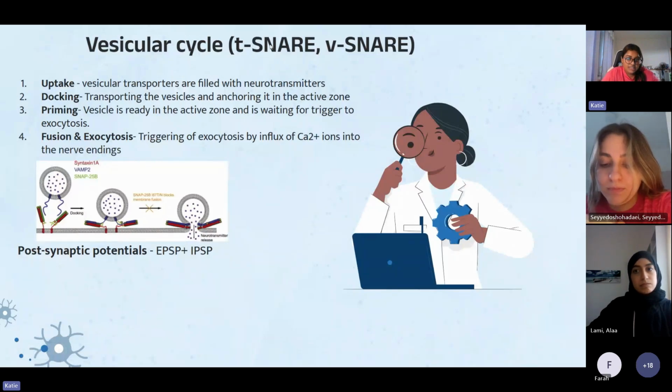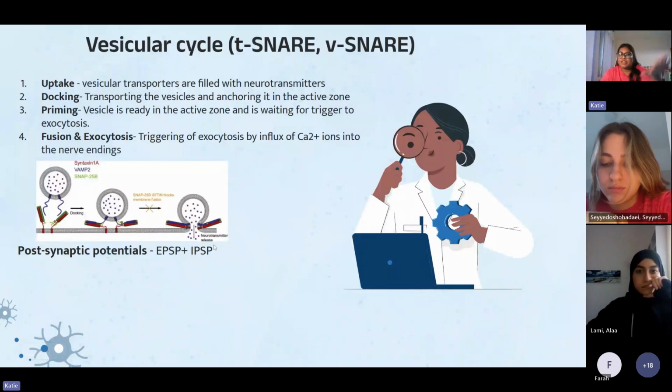T-SNARE is the target SNARE, so that means it's on the membrane, the presynaptic membrane. V-SNARE is the vesicle SNARE, so that's the protein that's on the vesicle. And these two proteins bind together, and that's what causes the fusion to take place. Once it fuses, the neurotransmitters are able to move out into the synaptic cleft.